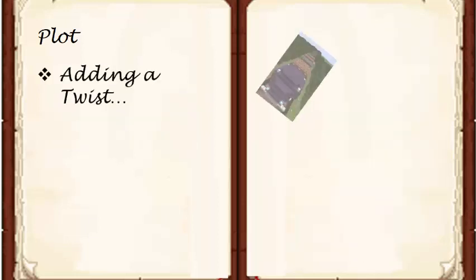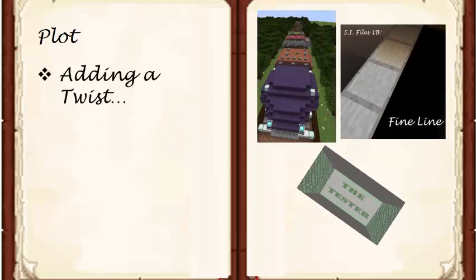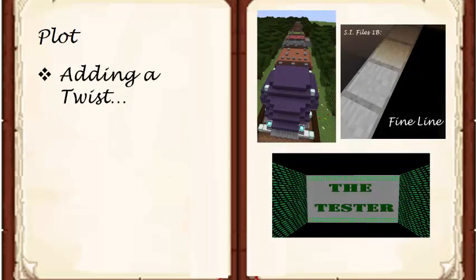You also want to add a bit of a twist to your story. So, as many of you know, I like to add a little bit of a plot twist. You never actually know what's going to happen at the last minute. For example, case 6, you find out about Holman. Fine line, nothing is real. And the tester, well, who exactly was the tester?